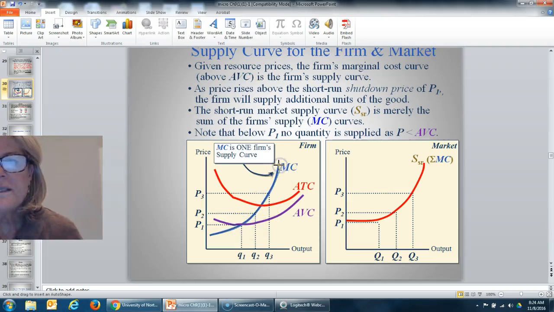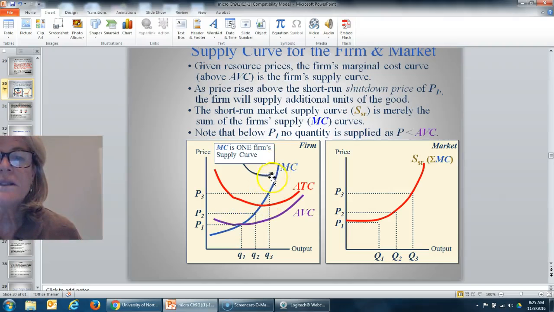So as long as it's above this average total cost curve, basically anything above here, my marginal cost is above my average total cost, that's going to be the firm's supply curve. Because they're going to choose to supply anytime the price is above average total cost in the long run. In the short run, they're going to choose to produce along the marginal cost curve above average variable cost. This will be the firm's supply curve.